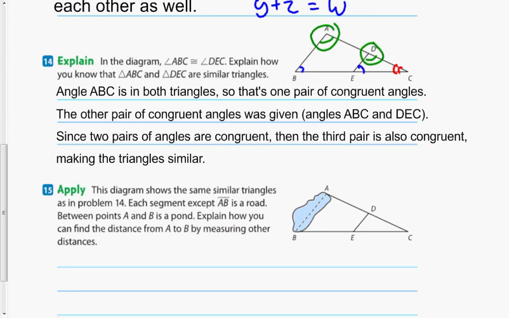But it says in number 15, this diagram shows the same similar triangles that we had above. Each segment except AB is a road. So I'm picturing it as a map now. So AB is the only one that's not a road, that's in water. So between points A and B is a pond. Explain how you can find the distance from A to B by measuring the other distances.